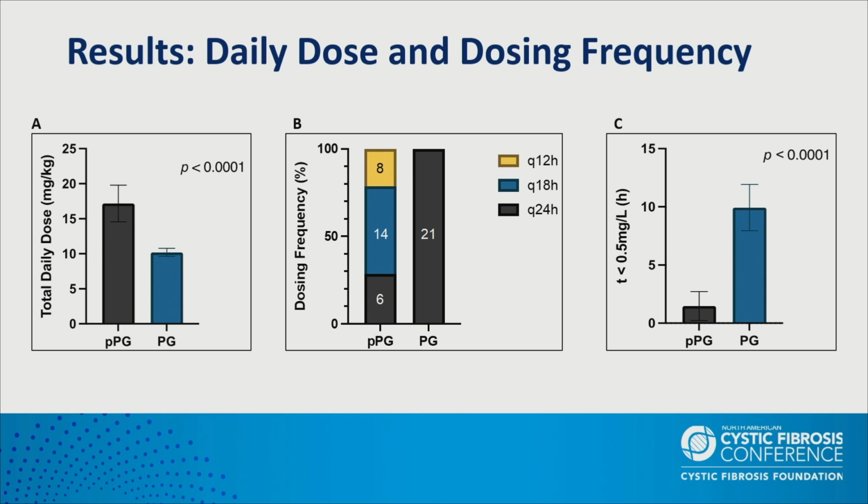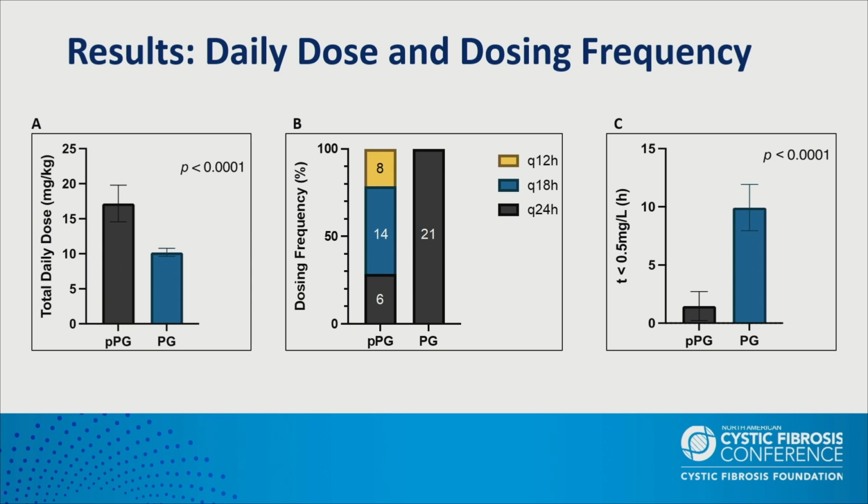When we looked at daily dose and dosing frequencies, if you look at graph A on the far left, you can see the difference in total daily dose between the two groups, and it's significantly higher in our pre-protocol group compared to the protocol group. In the middle box, or box B, you can see the driving forces. So our pre-protocol group regimens were adjusted to multiple daily dosing, with about 70% of the patients receiving more than one dose in a 24-hour period.